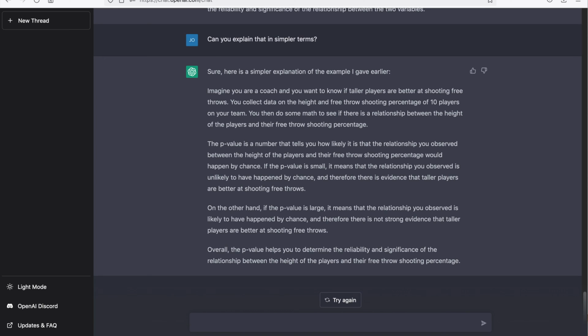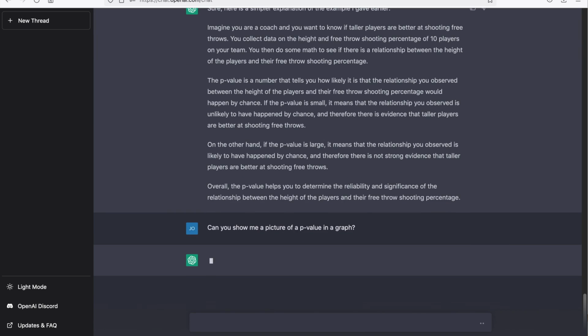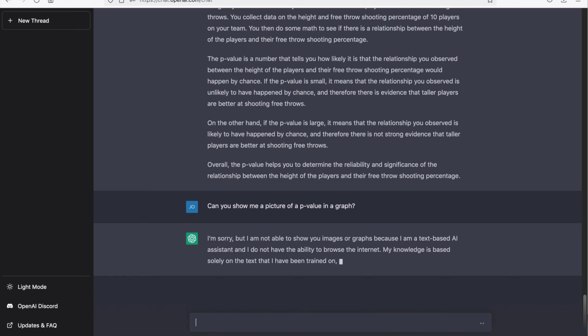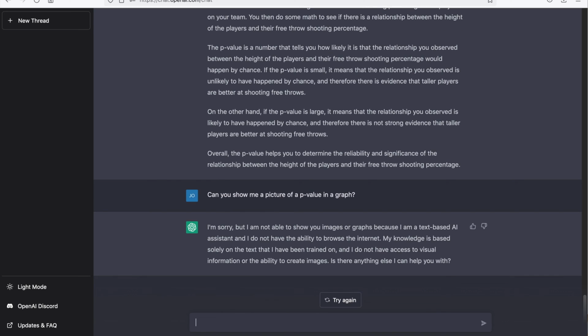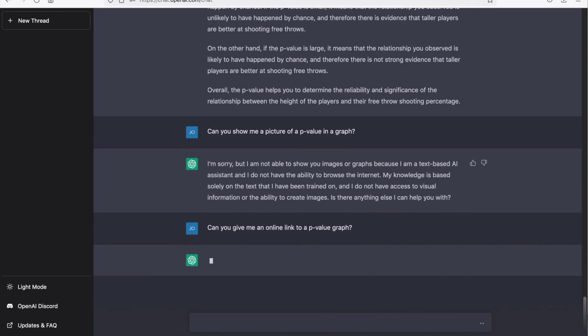And now as a kid, I might say, can you show me a picture of a p-value in a graph? And the answer is no, right? So as a kid, I'm starting to hit my limitations on this. Again, and the answer is no. So it is fully text-based.